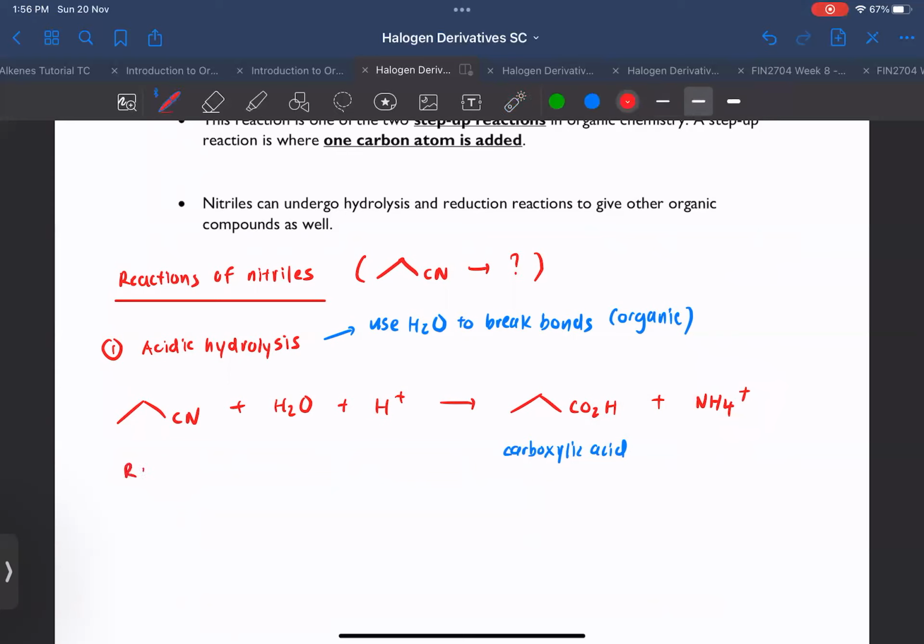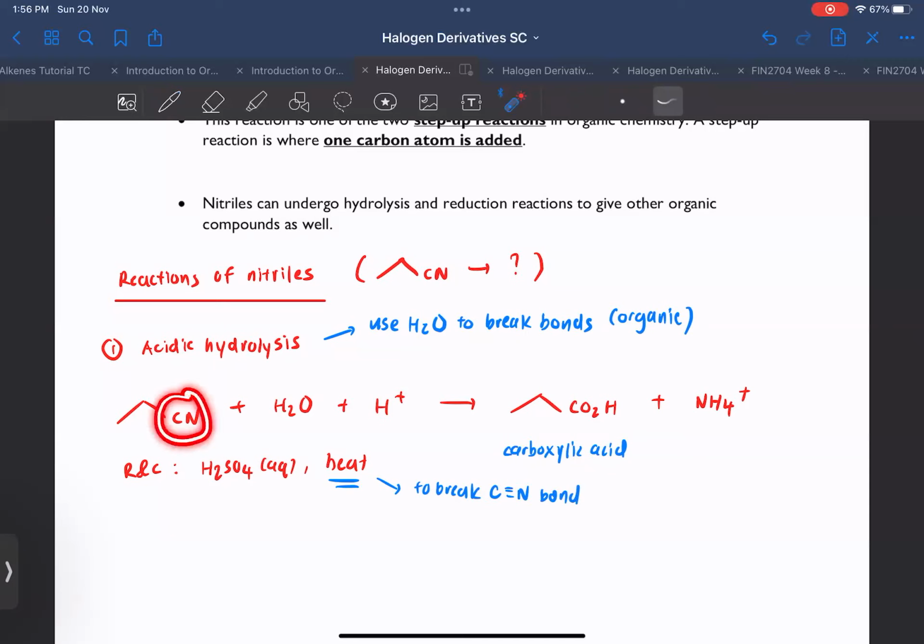But next, take note of the reagents and conditions. You must add an acid, preferably H2SO4, and then you must heat. Remember, hydrolysis reactions must heat. Why? Any guesses why hydrolysis reactions must heat? So, as already mentioned, hydrolysis is all about breaking bonds, correct? And we need the heat to break bonds. In this particular context, can you see you are breaking the CN triple bond? This right here has a triple bond. We have cut that off such that we can have a CO2H over here. A triple bond is very difficult to break, but apparently this reaction here is possible, and that's why you need to heat the reaction.